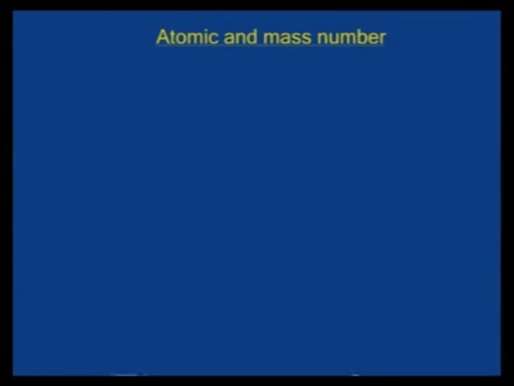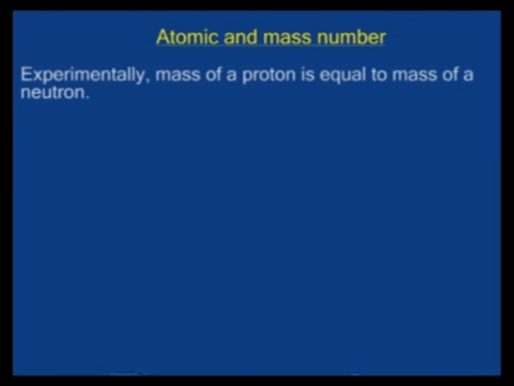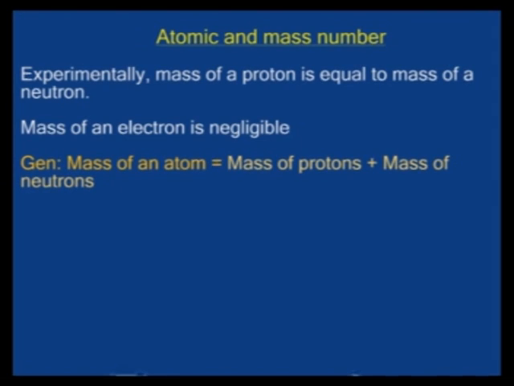Now we turn around and look at the atomic and mass numbers. It has been shown by experiments that the mass of a proton is equal to that of a neutron. The mass of an electron is negligible. Generally, the mass of an atom is thus the sum of the relative masses of the protons and neutrons in the nucleus of that atom.